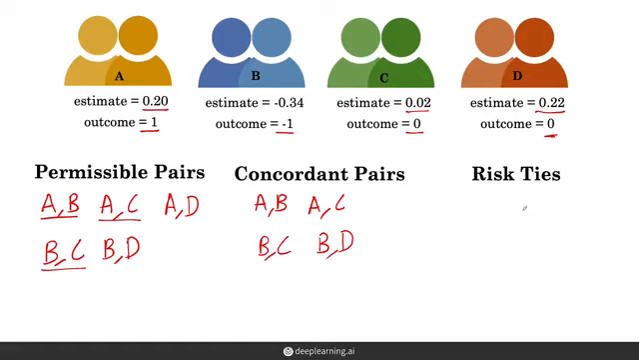So we can now compute the C-index as the number of concordant pairs, 4, plus 0.5 times the number of risk ties, which is 0. Divide that by the number of permissible pairs, which is 5, to get 4 over 5.